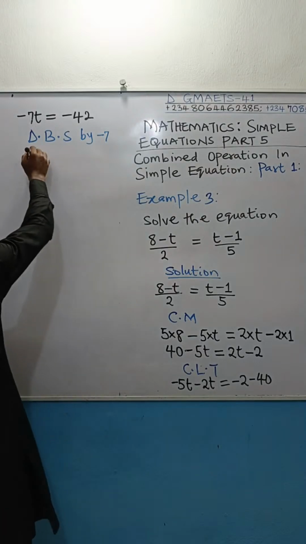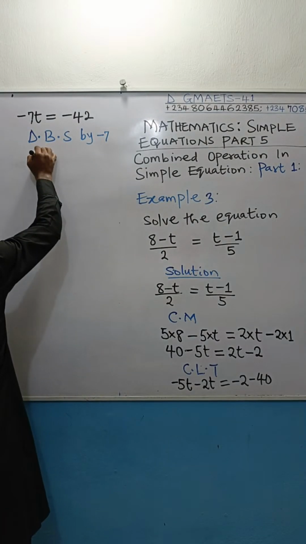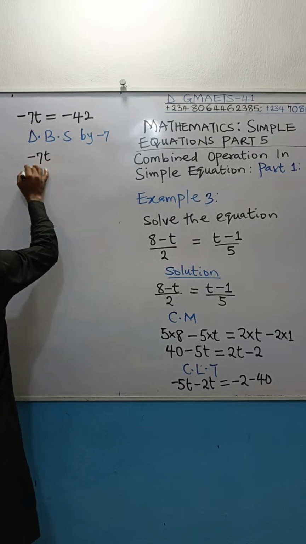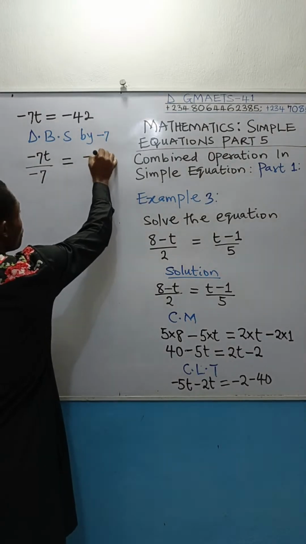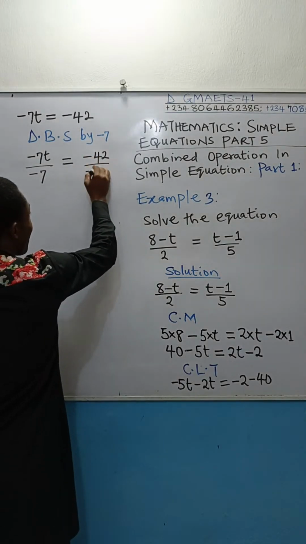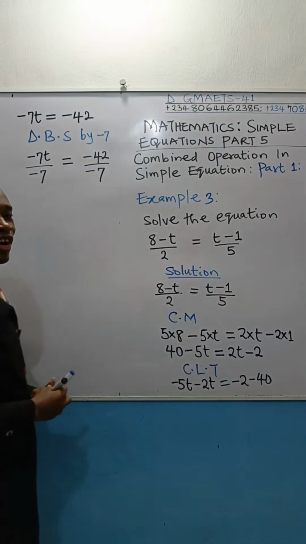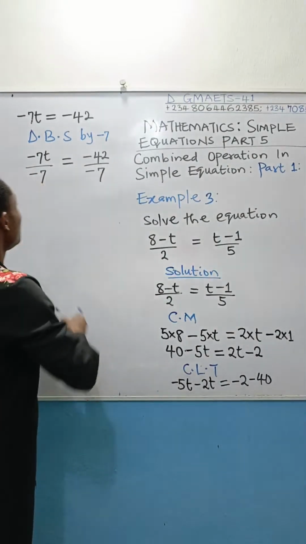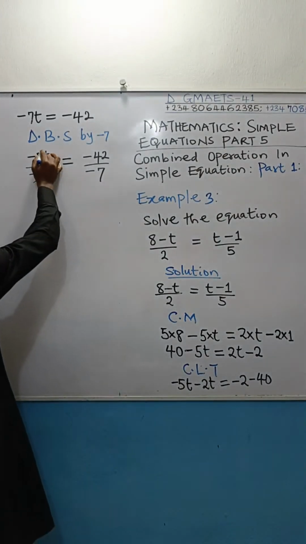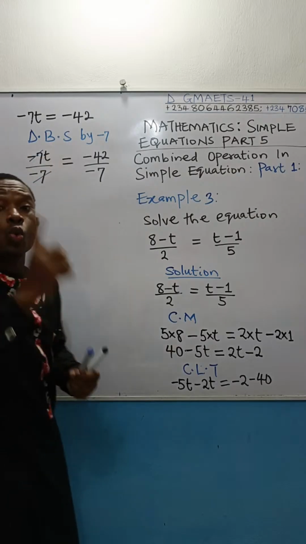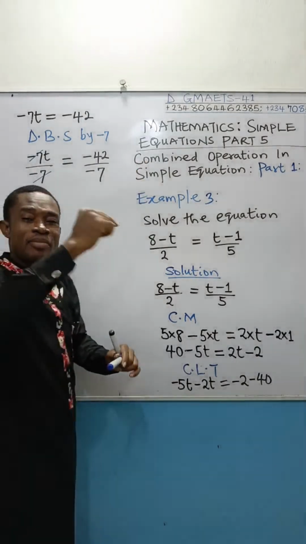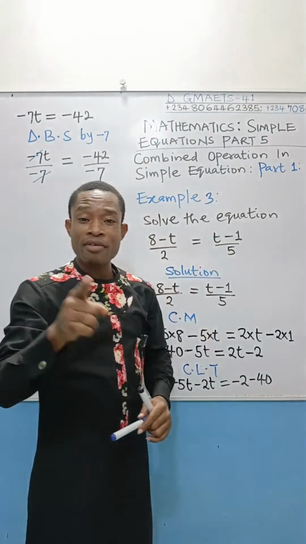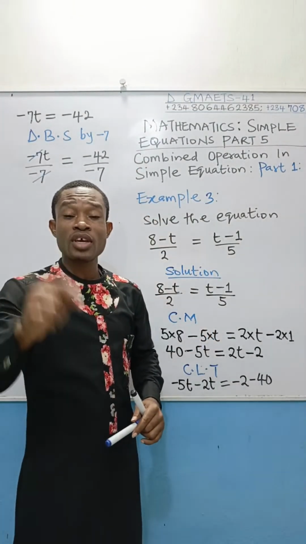I'm going to show that on the board. So minus 7t, which we have on the left, I'm going to divide it by minus 7. That will be equal to minus 42. I'm going to divide it by minus 7. Divide both sides by minus 7. This minus 7 will divide this minus 7 to give you 1. This minus and minus will cancel out. Minus divided by minus will give you plus. I repeat, minus divided by minus will give you plus.